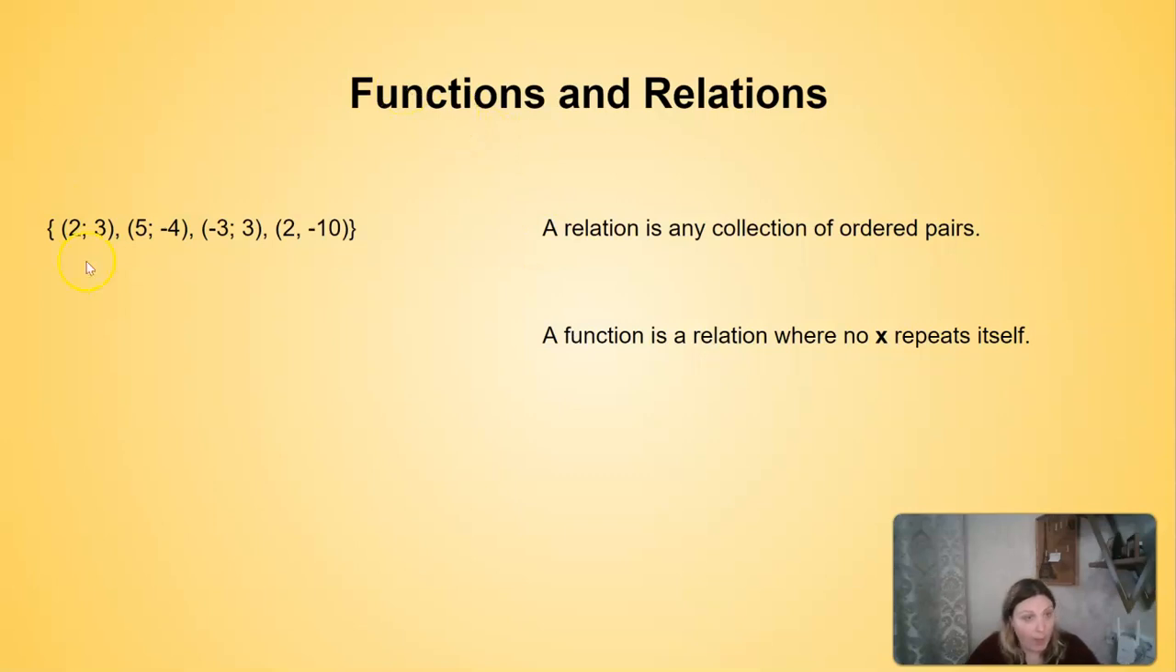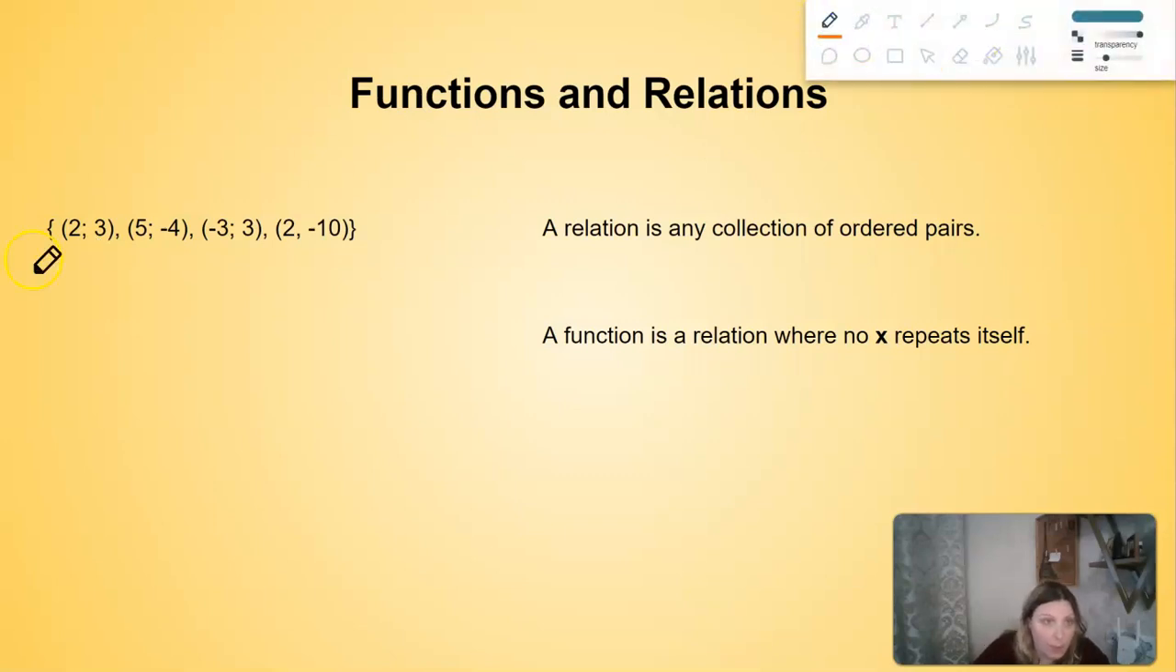So over here, I have a set of ordered pairs. So pairs, of course, it's a relation. Next, I need to figure out, well, is this actually a function? This is where you look at your x coordinates and only your x coordinates. So I look at 2, 5, -3, and 2. And I'm trying to figure out, hey, do any of these numbers show up more than once?